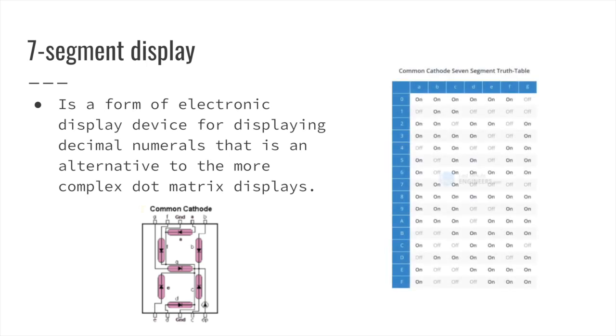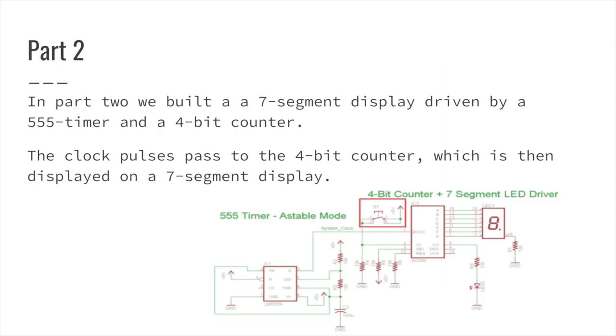Here you can see the truth table for the common cathode 7-segment display that shows the individual segments that need to be illuminated in order to produce digits and characters. The truth table for the common anode 7-segment display is the exact opposite. In part 2, we built a 7-segment display driven by a 555 timer and a 4-bit counter. The clock pulse is passed to the 4-bit counter, which is then displayed on a 7-segment display.